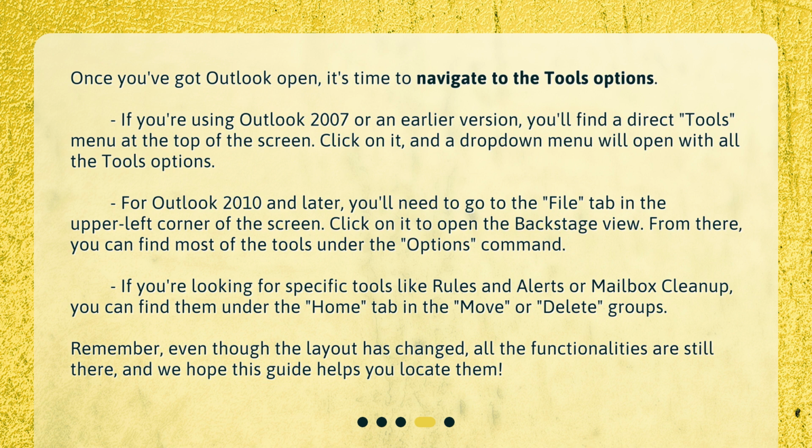If you're looking for specific tools like rules and alerts or mailbox cleanup, you can find them under the Home tab in the Move or Delete groups. Remember, even though the layout has changed, all the functionalities are still there, and we hope this guide helps you locate them.